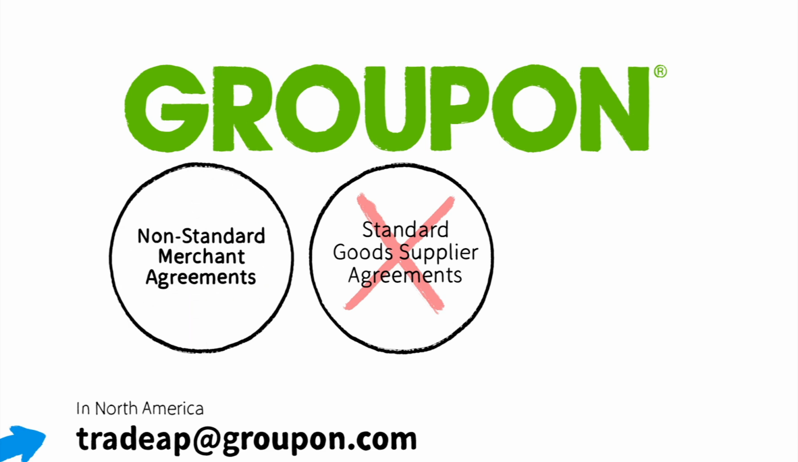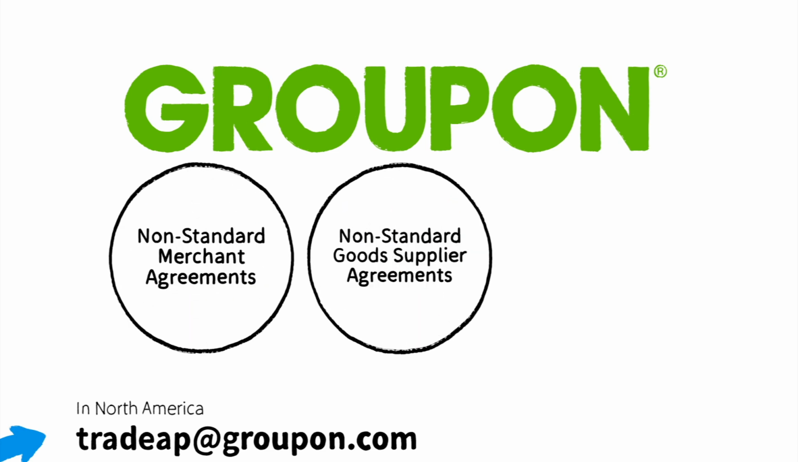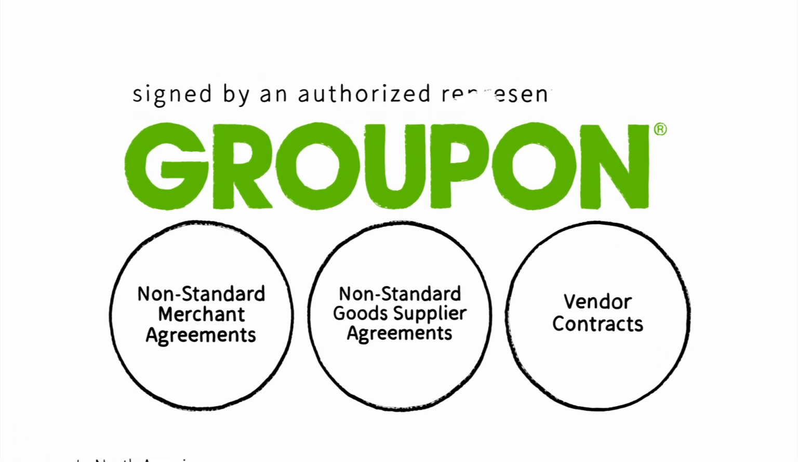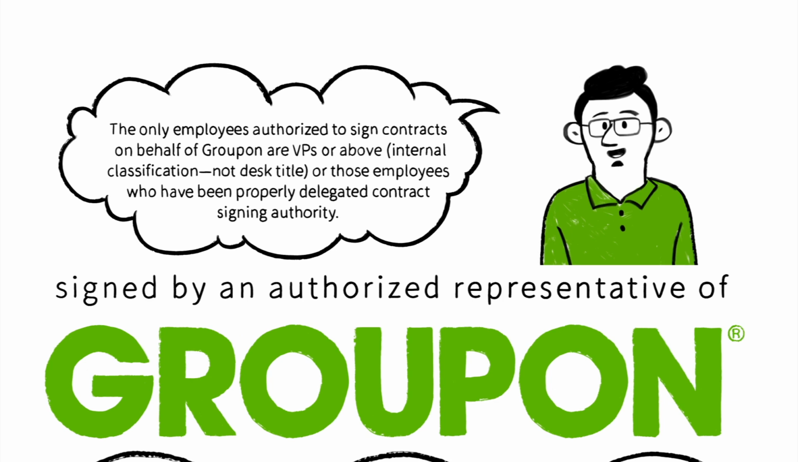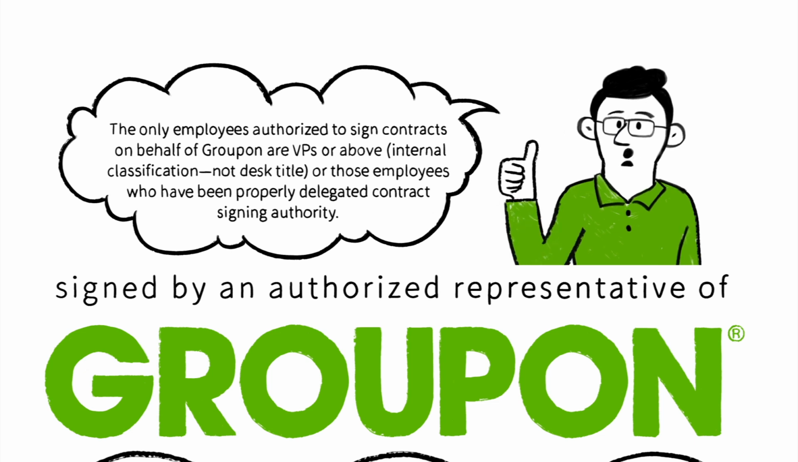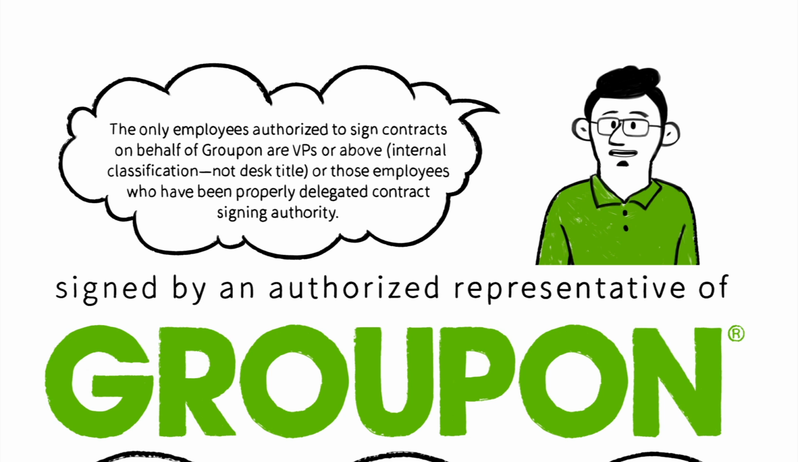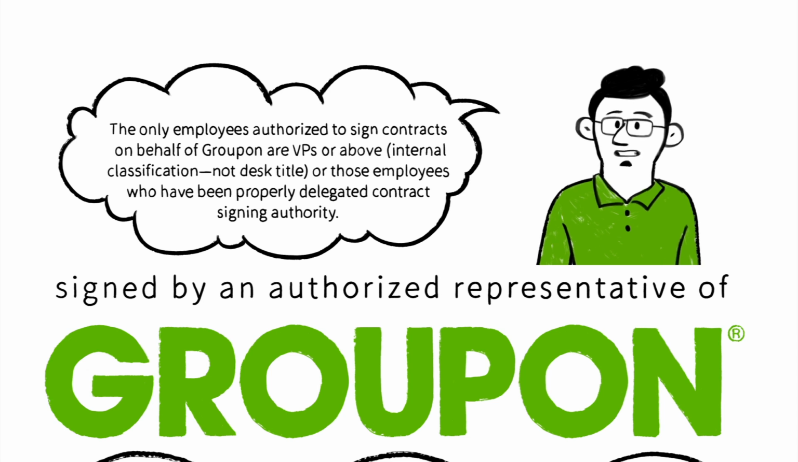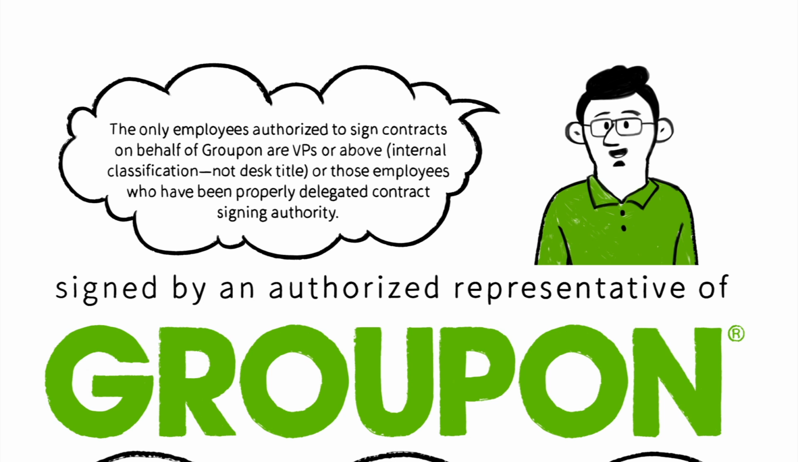However, non-standard merchant or good supplier agreements and vendor contracts will need to be signed by an authorized representative of Groupon. The only employees authorized to sign contracts on behalf of Groupon are VPs or above, or those employees who have been properly delegated contract signing authority. Unless you know for sure that you are an authorized representative or signatory of Groupon, you are not one, and therefore cannot sign contracts on Groupon's behalf.